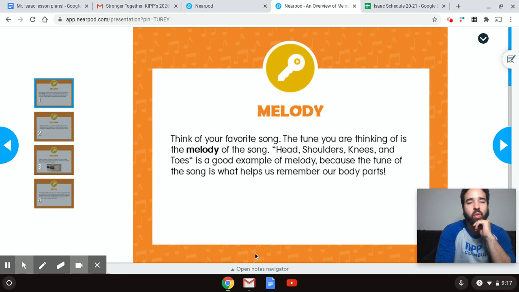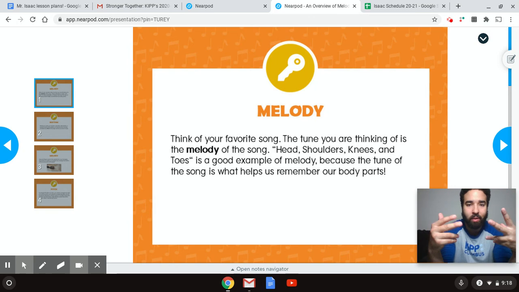Think of your favorite song. So as I was saying, think of your favorite song. The tune you are thinking of is the melody of the song. So just like head, shoulders, knees and toes. That is the melody. Bum, bum, bum, bum, bum. All right, that's the melody of the song. So essentially how the song sounds, what makes up the tune of the song, is the melody.